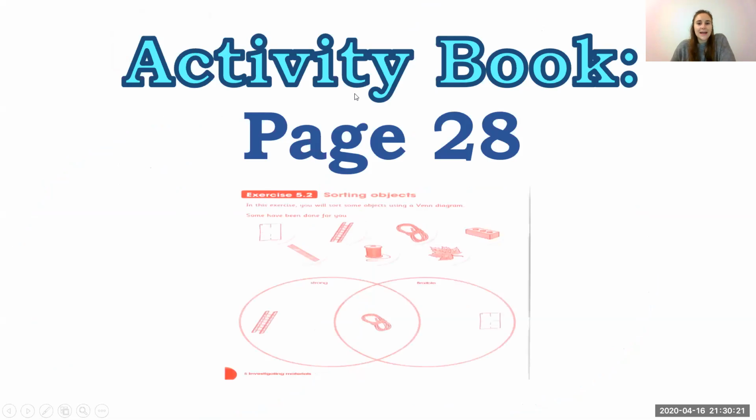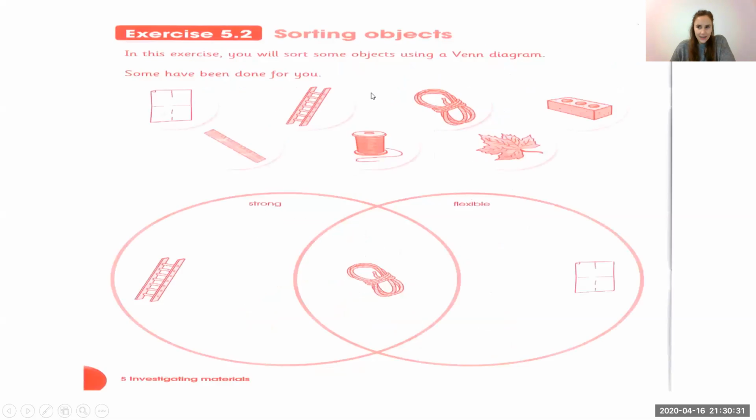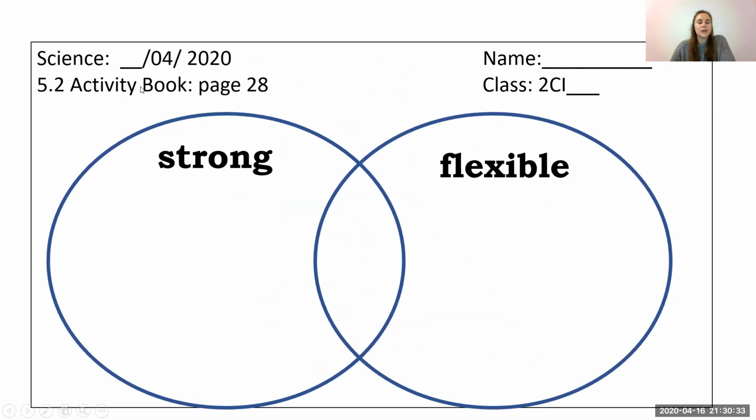Okay. Now, for homework, I want you to finish your activity book, page 28. Okay? If you don't have your activity book, you can print the worksheet. If you cannot print the worksheet, in your notebook, I want you to write the same as this page. You write science and the date. You write your name, your class, and you write 5.2 activity book, page 28. And you draw the circles in. Okay? You copy like this.